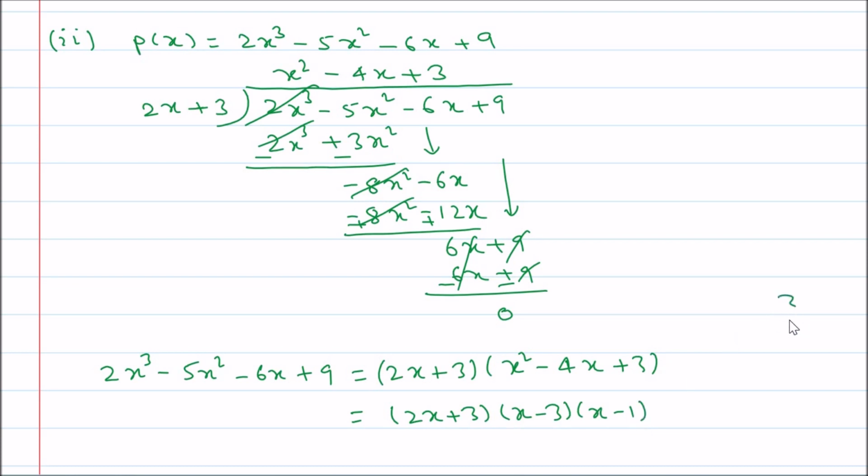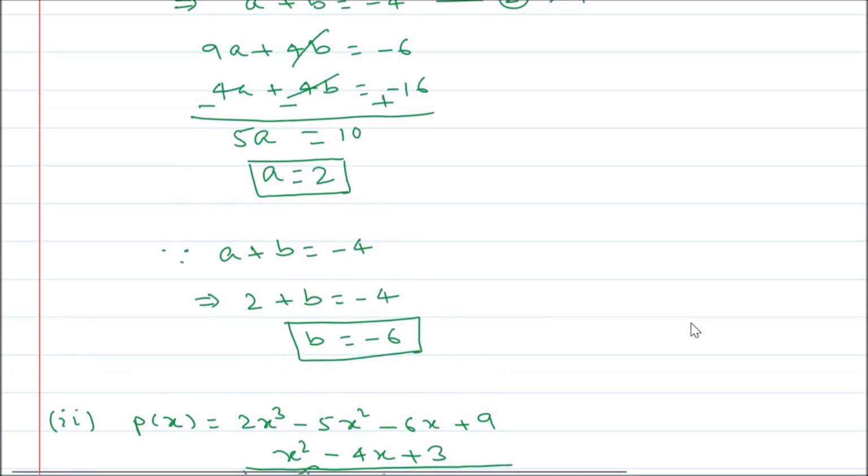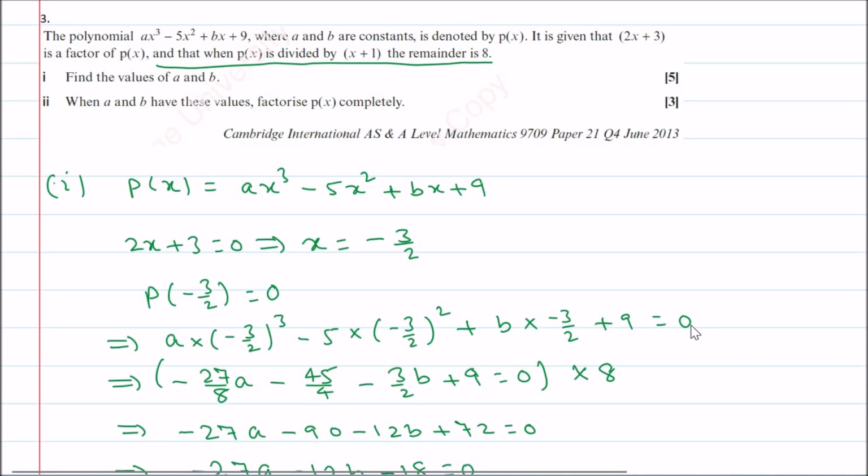Because we have 3 here, we have to find factors of 3 that should add up to minus 4. So we get minus 3 and minus 1, because minus 3 into minus 1 gives us plus 3 and minus 3 plus minus 1 gives us minus 4. So we are done with this: 2x plus 3 into x minus 3 into x minus 1. So this is your answer. We factorized it completely. So part 2 also is done.